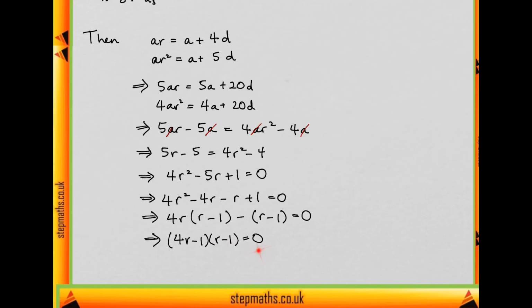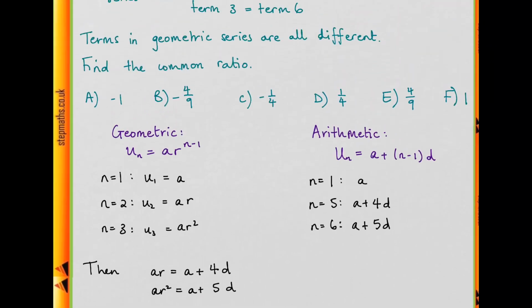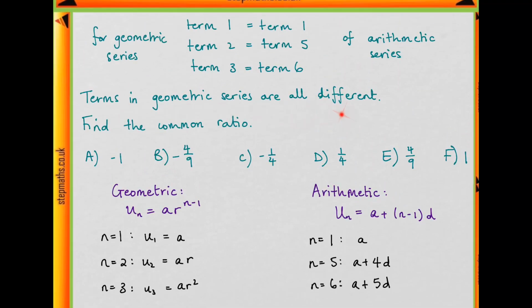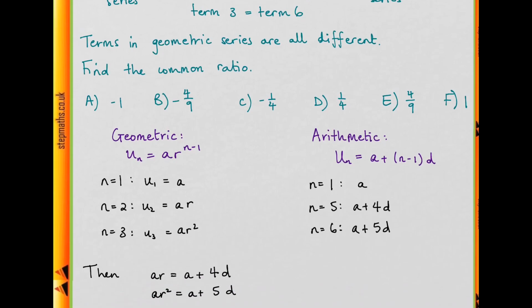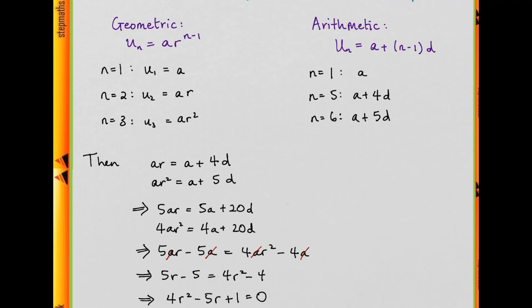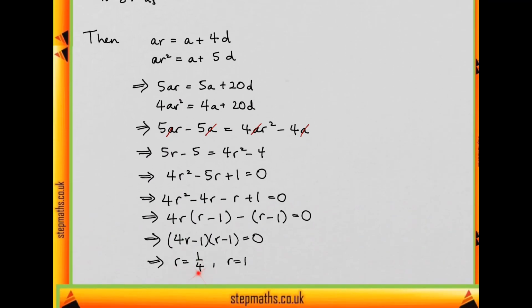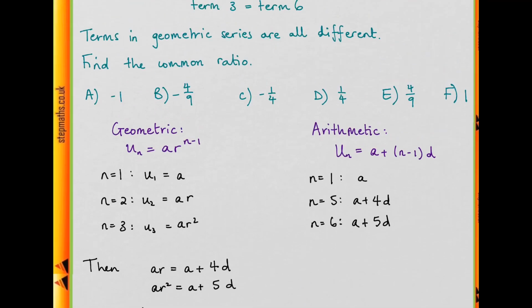So we're left with this, and now we can see that either r is a quarter or r is equal to 1. But remember, we were told at the very beginning that the terms in the geometric series are all different. If we had a common ratio of 1, for each term we're just multiplying by 1 each time, that's not going to change the terms. If we had 1, then all the terms would end up being the same. So we've got to take the other route, i.e. 1/4. So that is d.